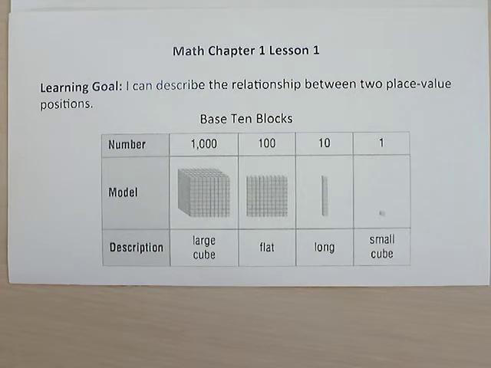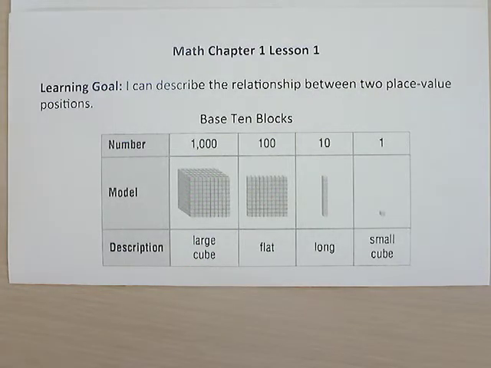These are going to go into your math section of your interactive binder. They're going to be a great resource for you to look back on as you're working through your math coursework for this chapter and for any review that you would like to have before any quizzes or tests that we have. Our learning goal for today is I can describe the relationship between two place value positions.